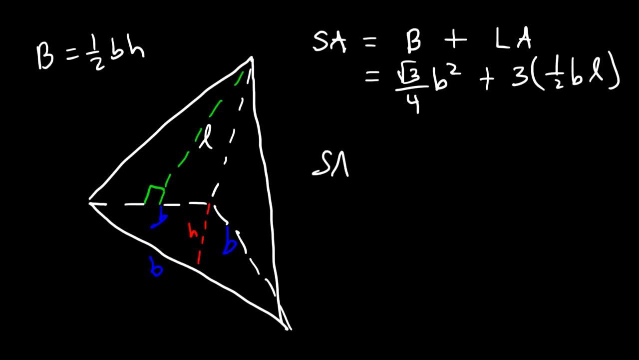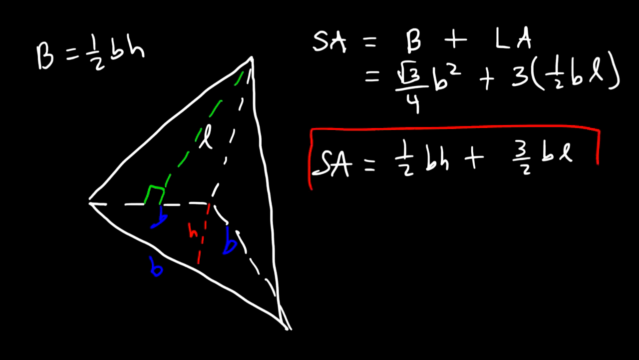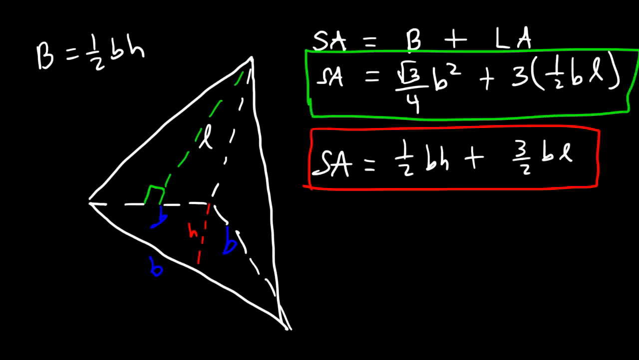So depending on what you're given, sometimes you could use this formula, 1/2 base times height plus 3 over 2 b times L, if you combine 3 times 1/2. So sometimes you might be using this formula, whereas other times you may need to use this formula, depending on what's given to you. Let's try an example.